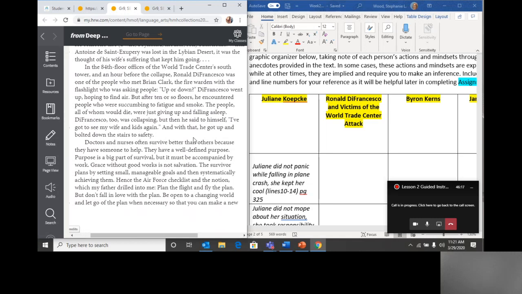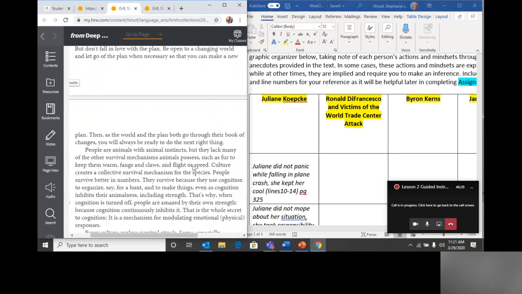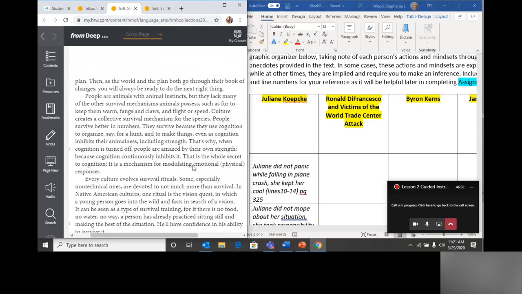Hence the Air Force checklist and the notion which my father drilled into me: plan the flight and fly the plan. But don't fall in love with the plan. Be open to a changing world and let go of the plan when necessary so that you can make a new plan. Then, as the world and the plan both go through the book of changes, you will always be ready to do the next right thing. So stick with the plan of virtual school, but know that it might change, right?